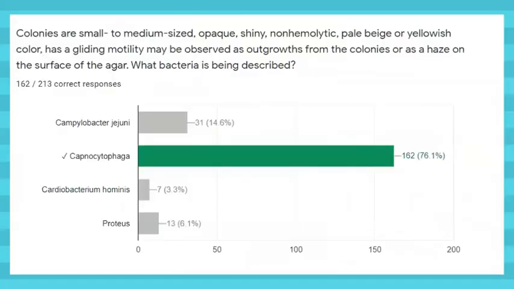Okay, next question. Colonies are small to medium sized, opaque, shiny, non-hemolytic, pale beige or yellowish in color, has a gliding motility. Let's encircle that. May be observed as outgrowths from the colonies or as a haze on the surface of the agar. What bacteria is being described? So the clue here is gliding motility, and that would be Capnocytophaga. Okay, Capnocytophaga is known to have gliding motility.